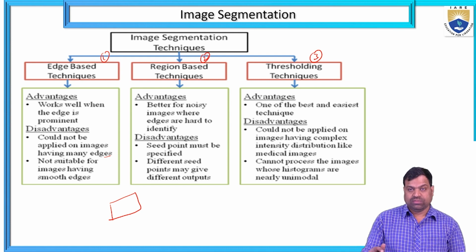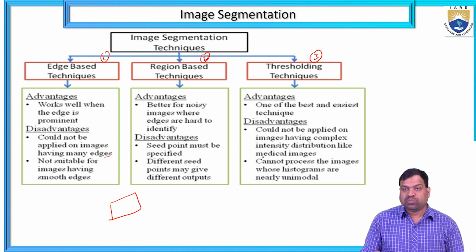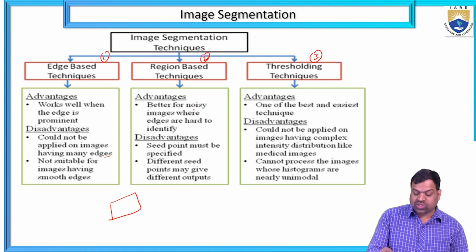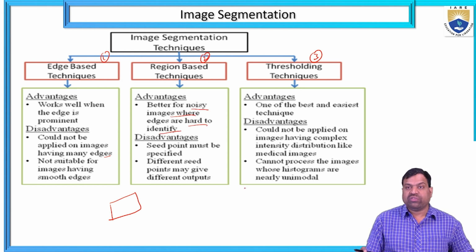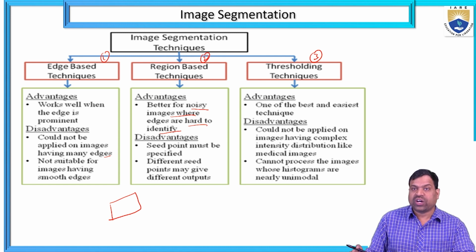The region-based technique is better for noisy images where edges are hard to identify. Disadvantages: the seed point must be specified, and different seed points may give different outputs. So if noisy images are there, we can still find the segmentation objects easily with the region-based technique.